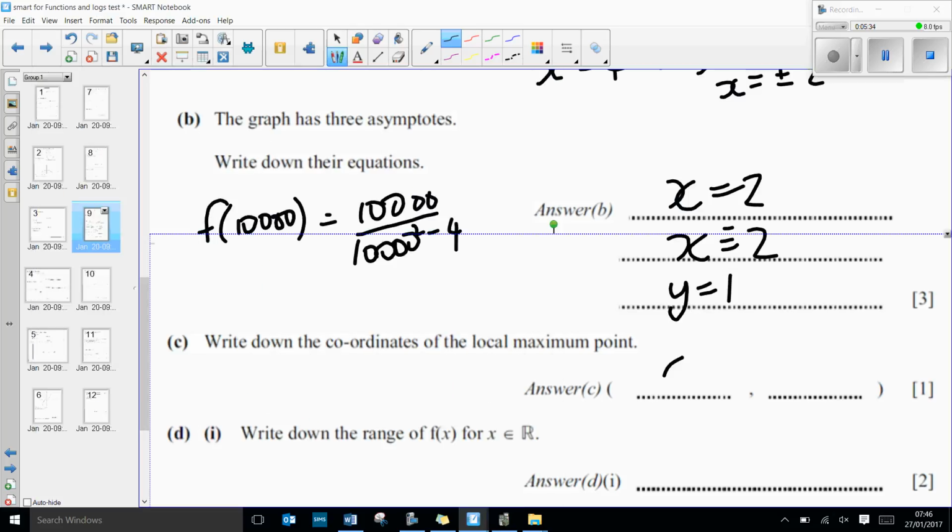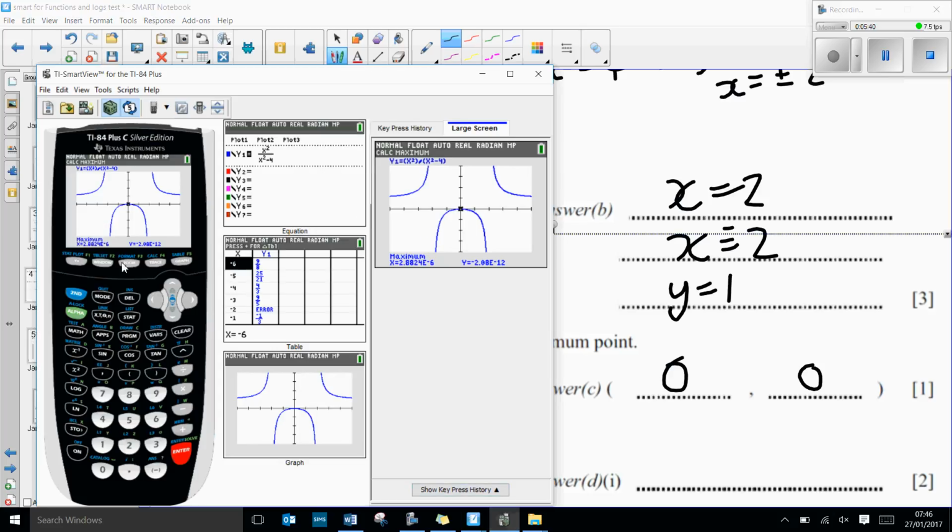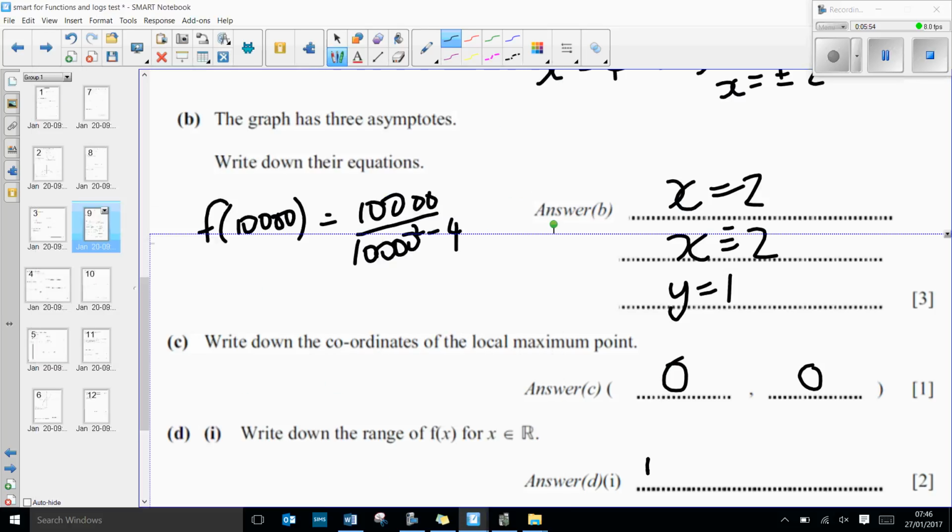Write down the range. Okay, so the range are the y values that it can possibly take. So we can see that it could be equal to or less than 0. And then these values here indicate that it's greater than 1. It can never equal 1. So we would say y is less than or equal to 0, y is greater than 1.